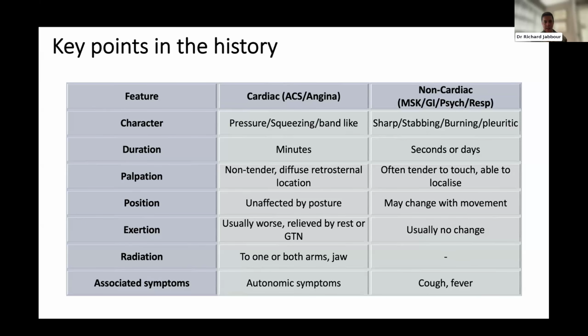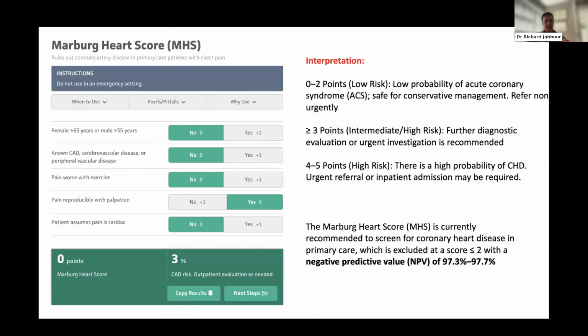And the classic radiation is to one arm, the left arm or even both arms, and the jaw. If there are typical associated autonomic symptoms such as sweating, again, that increases the pretest probability of this being ACS or angina.